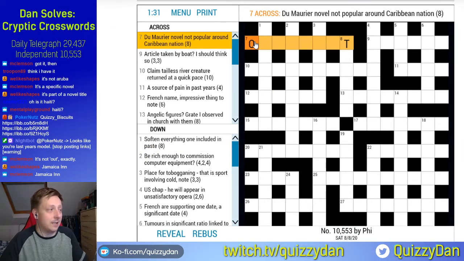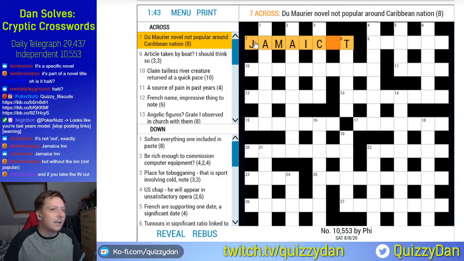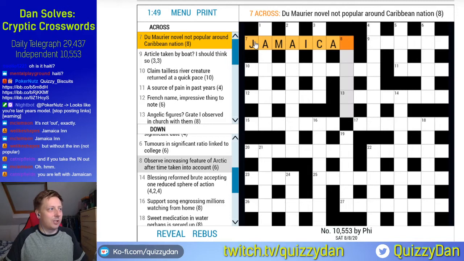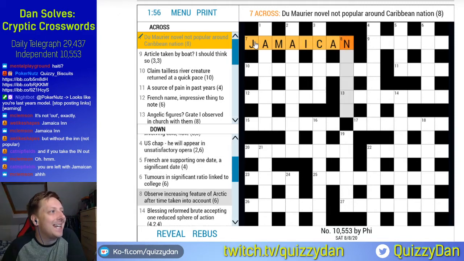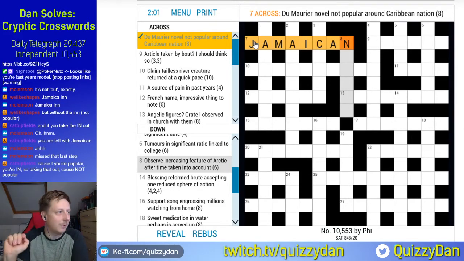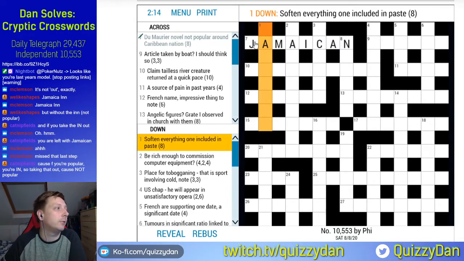Okay, just going back to this for a second. Jamaica Inn is indeed a novel, but how does that work? That's only 7 letters. Jamaica Inn. And if I take the in out. Right, okay. So the Du Maurier novel is Jamaica Inn, I-N-N, but it's not popular, so we take the in out, shake it all about, and we're left with that N at the end. And then you get Jamaican. So around a Caribbean nation, it'll be Jamaican. There we go. Thank you very much.